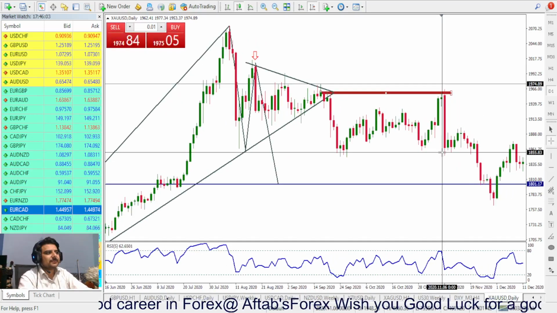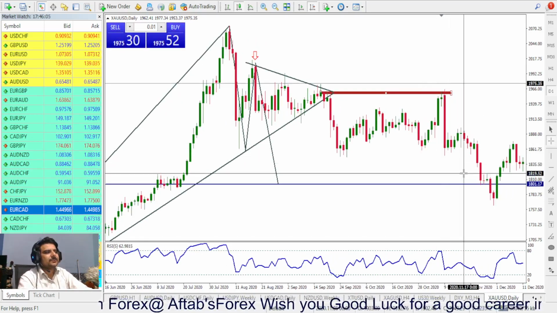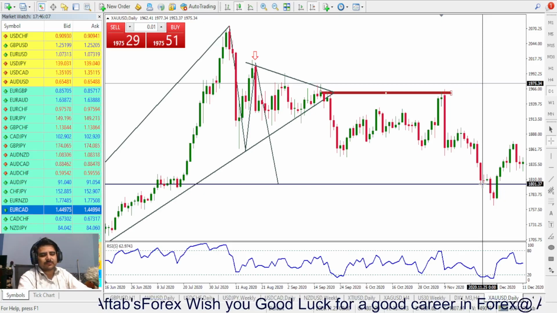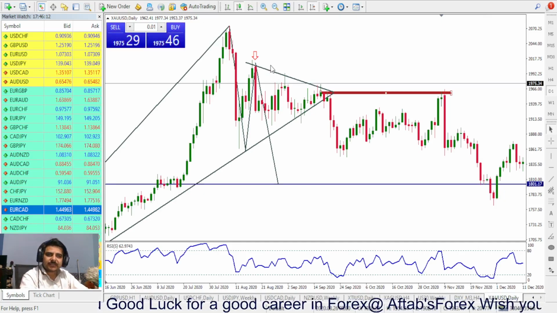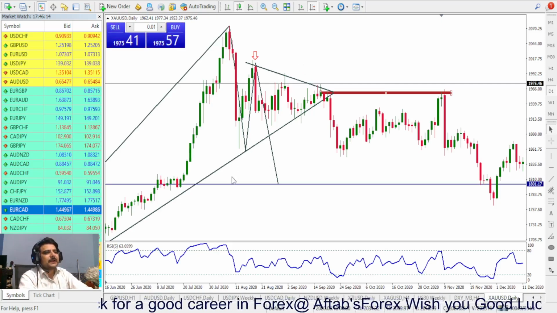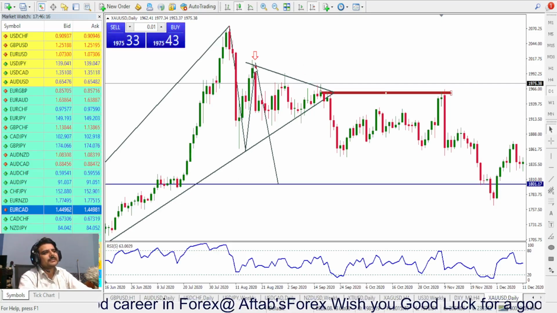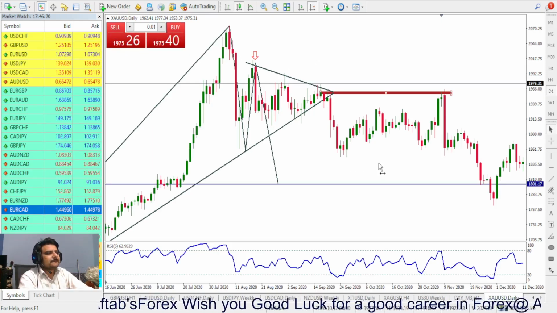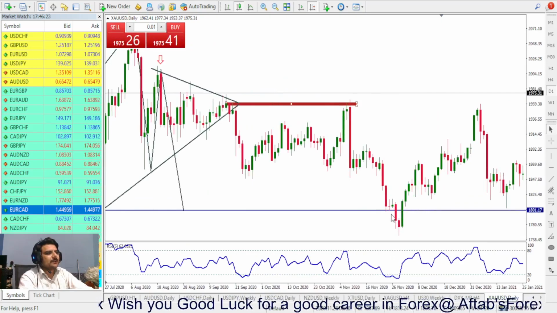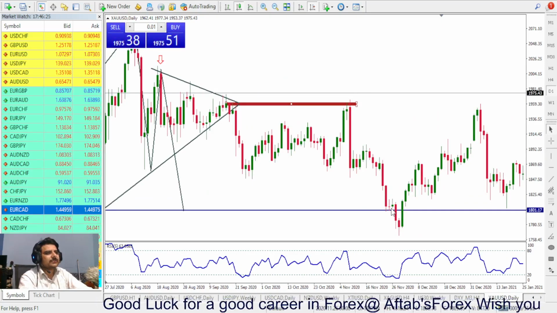So they confirmed it. But by then we already have got the profits, only if we trade with the support and with the Fibonacci strategy along with the ABCD pattern. How beautiful a market it was.